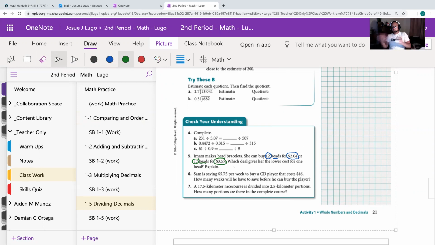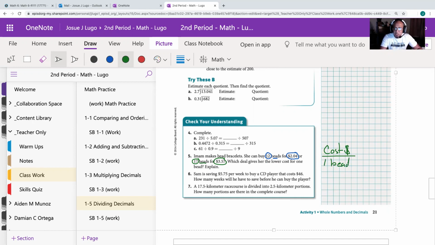And anytime we're dealing with money and we're talking about a better deal, we want to see what is the best cost per bead. So let's talk about the better cost, which is always in terms of money per one bead, the cost for each one bead.